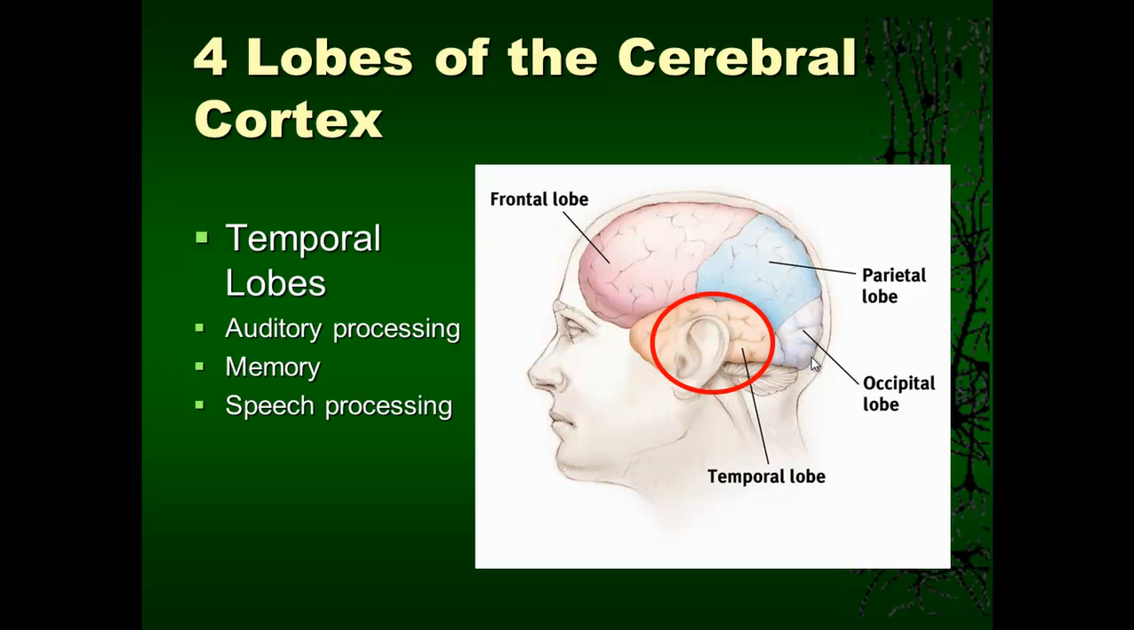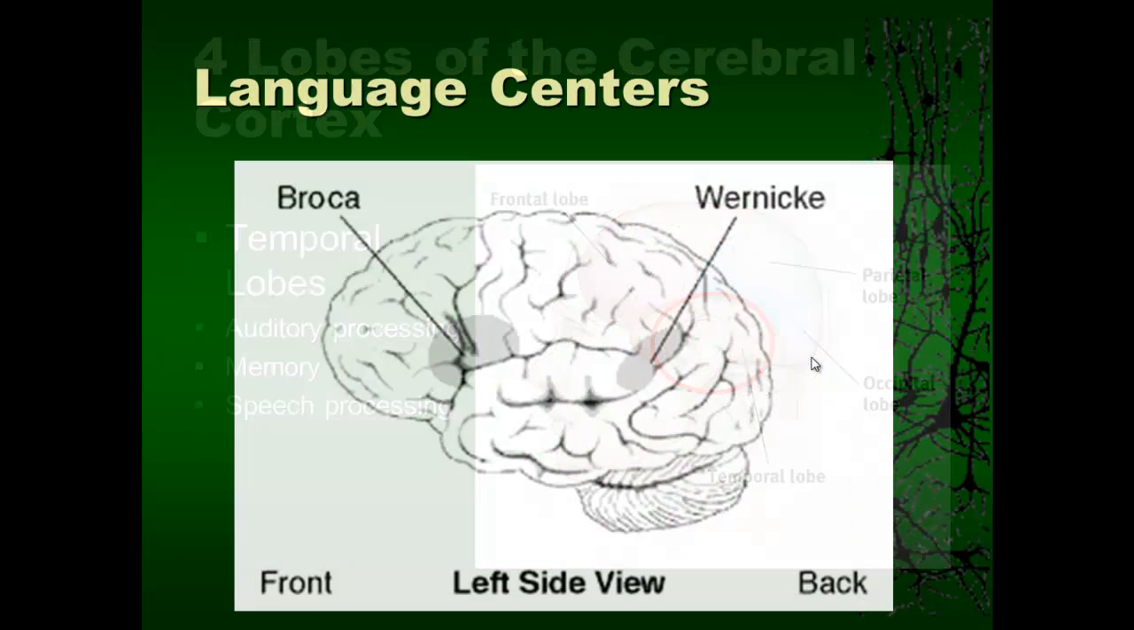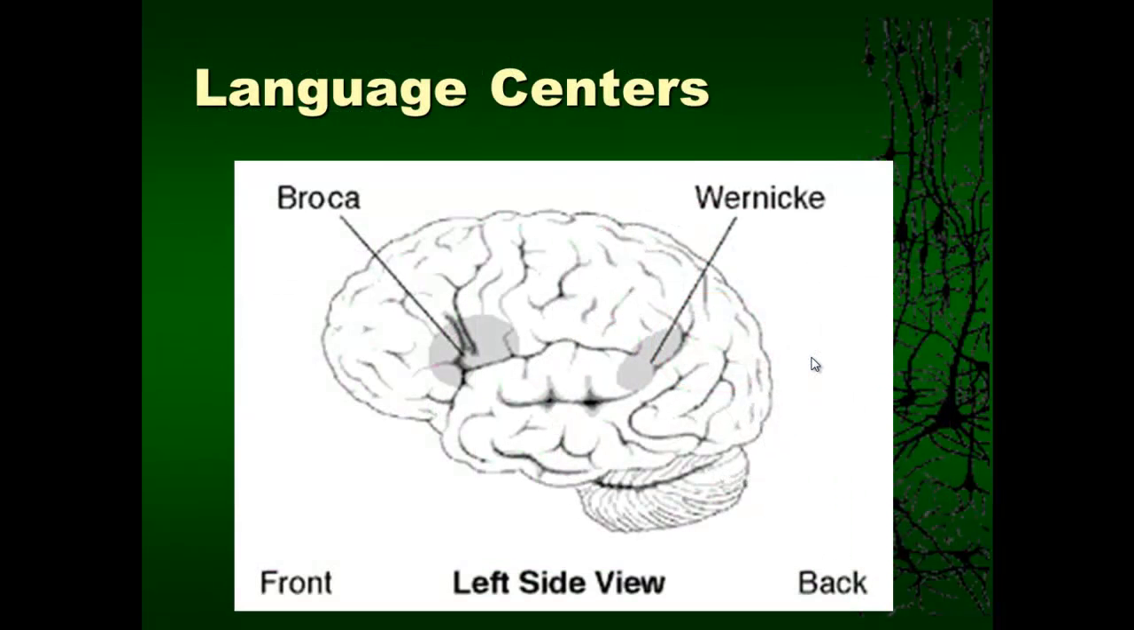Next, we have the temporal lobes, which are behind our ears on either side. So because they're by our ears, this is where we do our auditory processing, our hearing processing. This is also where a lot of our memories are stored, and speech processing. So when you are listening to my voice right now, your temporal lobes are active. In particular, your Broca's and Wernicke's areas within the temporal lobes. These are your language centers. And for a vast majority of people, these are found on the left side, but not the right side.